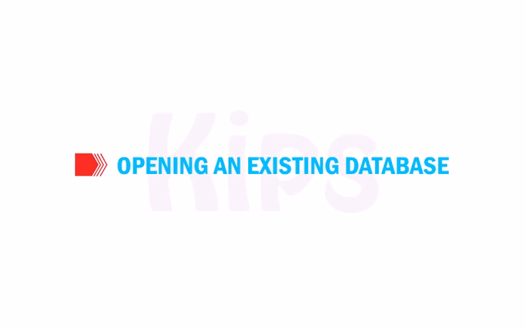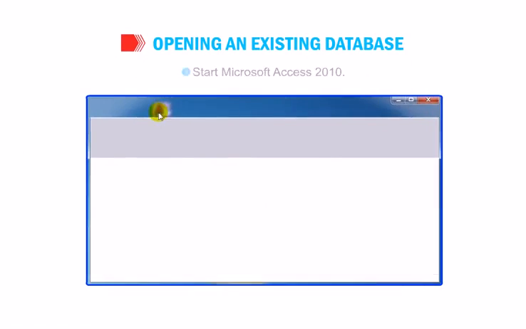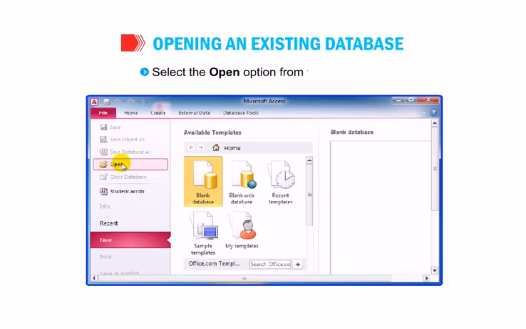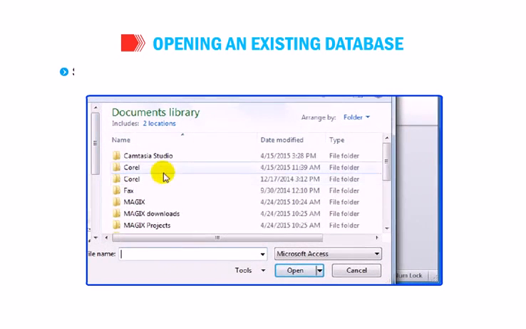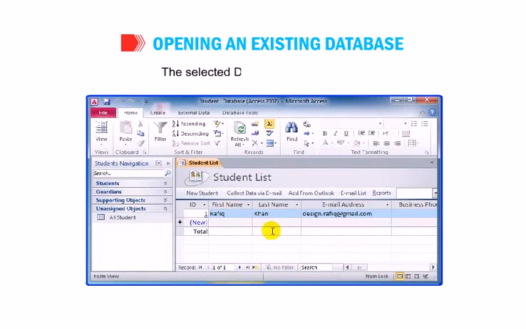Okay, now we will learn how to open an existing database. Start Microsoft Access 2010. Select the Open option from the File menu. Select the desired file from the Open dialog box and click on the Open button. The selected database will be opened.